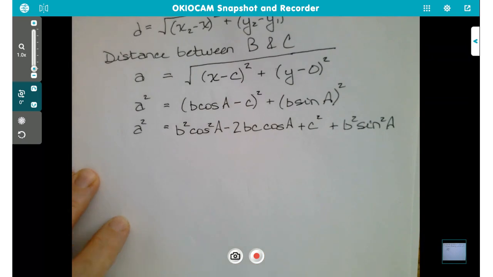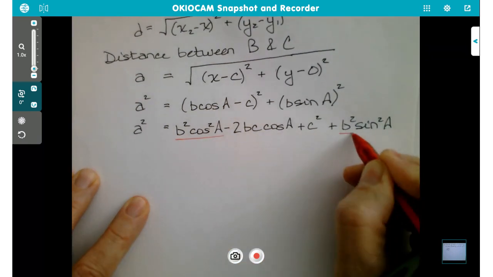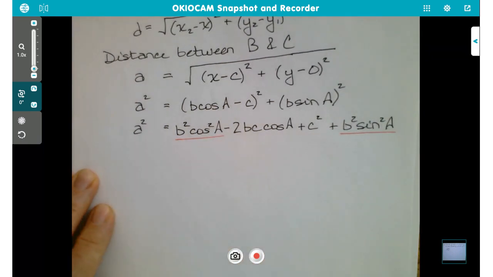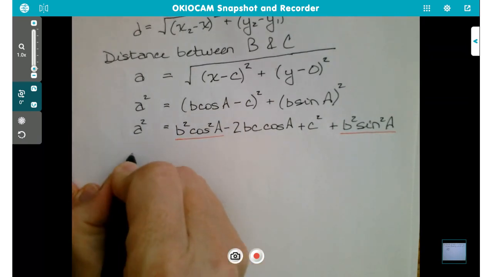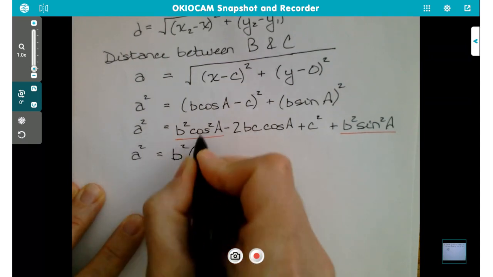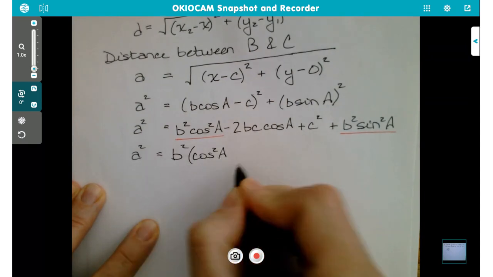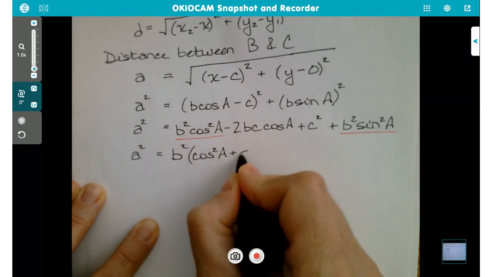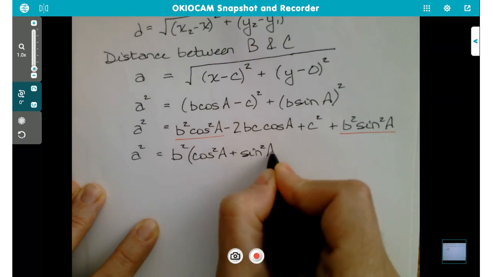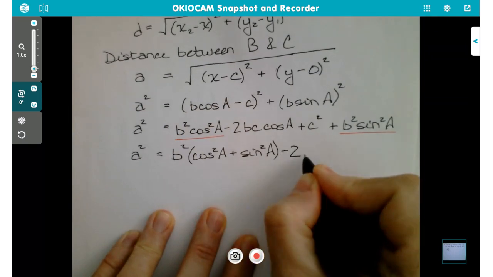Now, algebra is still at work. I'm going to notice I have two terms that have a b squared in them. I have b squared cosine squared a, b squared sine squared a. So I'm going to move those closer together and factor out that b squared. From my first term, I got cosine squared a. From the second term, I got plus sine squared a. I'm not going to do anything with any of the rest of that stuff. It just follows along here.